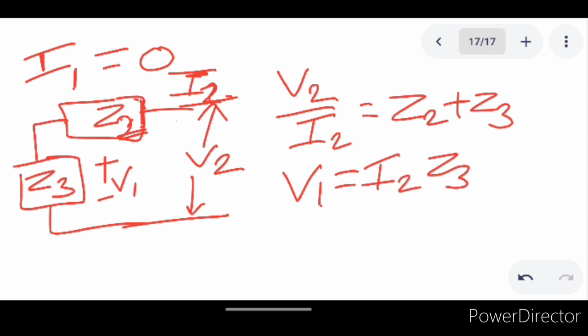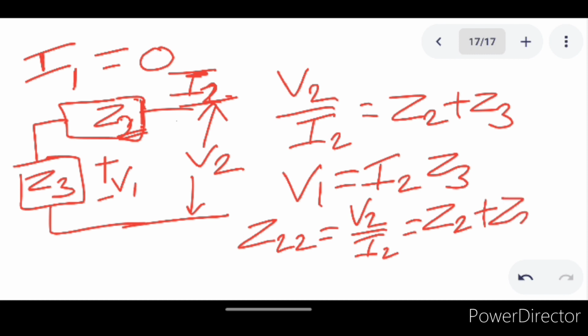Now when I1 is equal to 0, we will get the parameter Z22, which is nothing but V2 by I2. Therefore that is equal to Z2 plus Z3, and Z12, which is nothing but V1 by I2, is nothing but Z3. Okay. Now these are the parameters we are going to get for the T network.